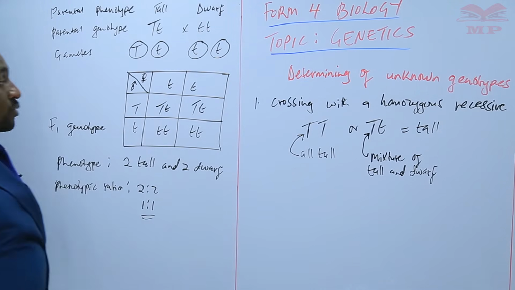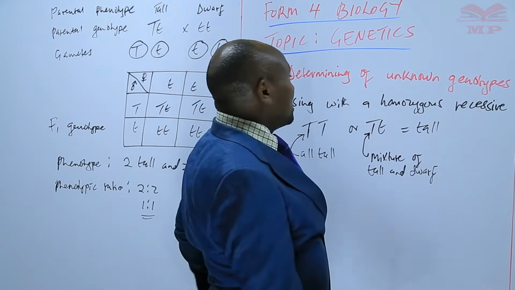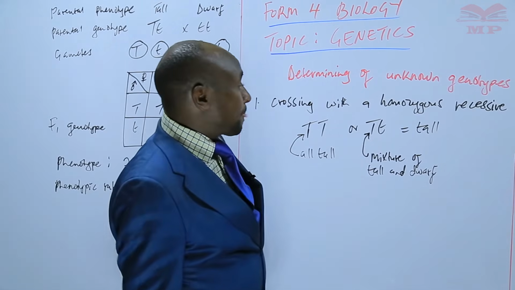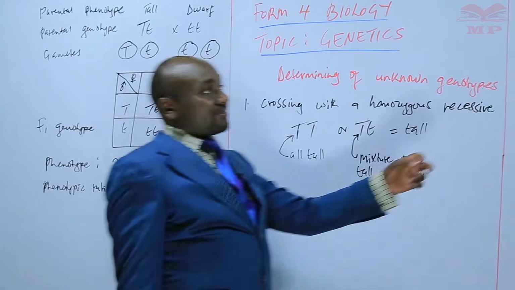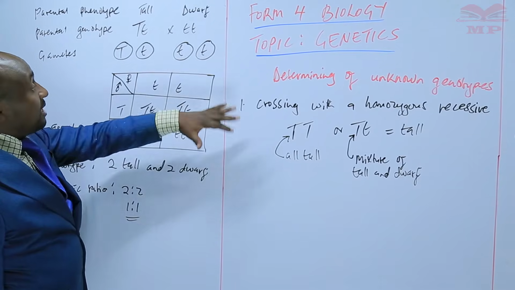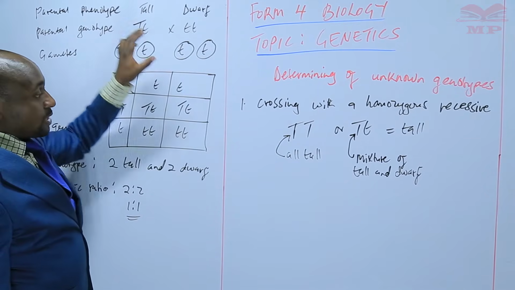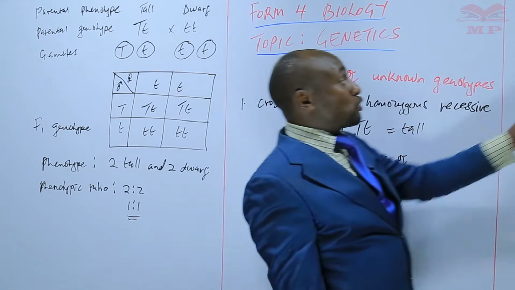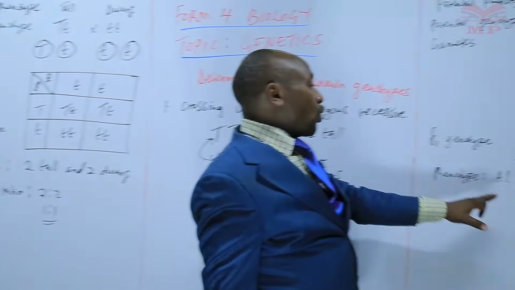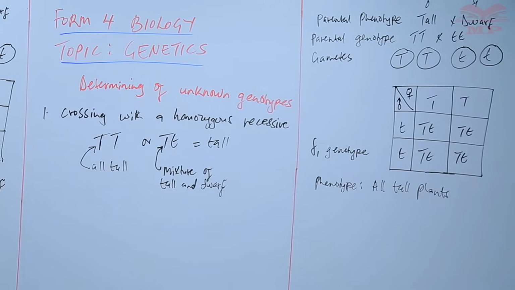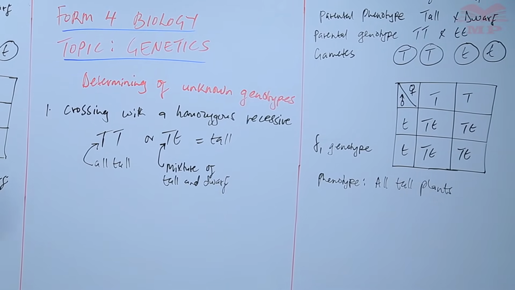So that is what we have just confirmed, that when we are determining an unknown genotype, we can do a crossing with a homozygous recessive. Homozygous recessive is this. If the genotype was heterozygous, we'll get a mixture of tall and dwarf. But if the genotype was homozygous, then we'll get only tall plants. So that's one of the ways of determining an unknown genotype.